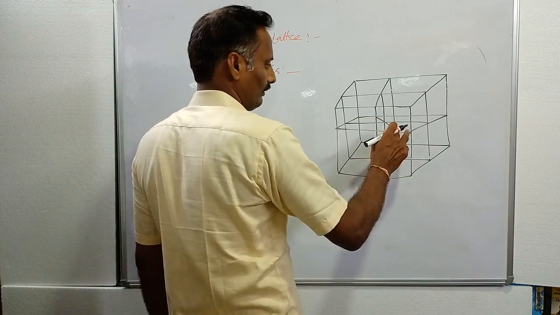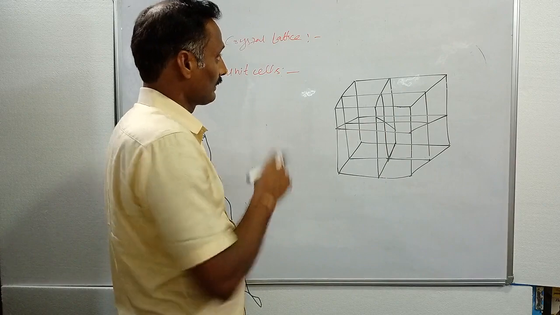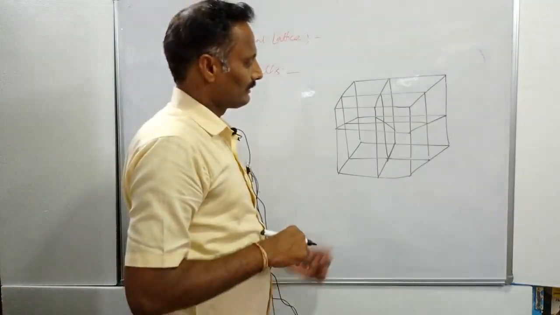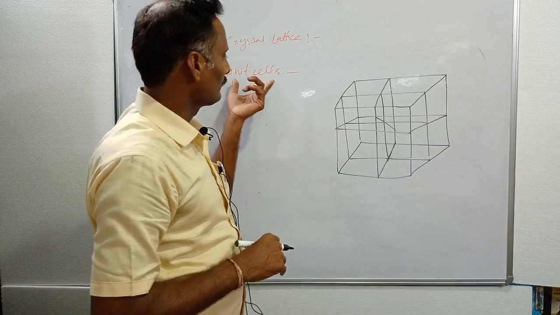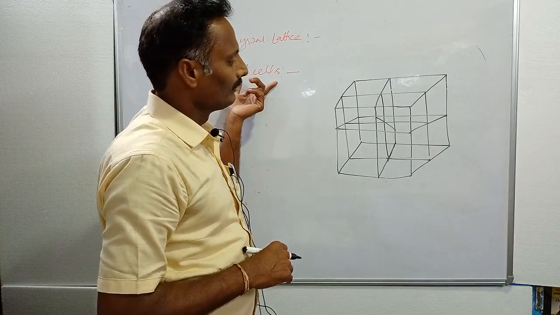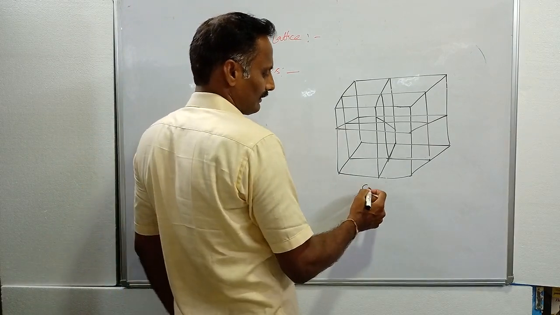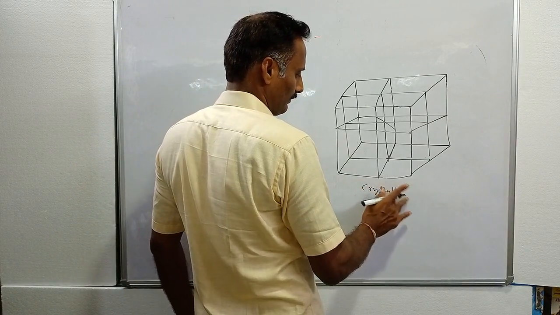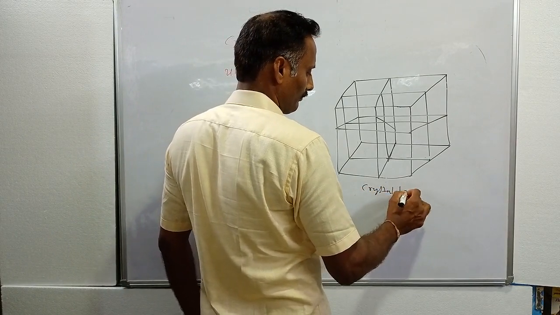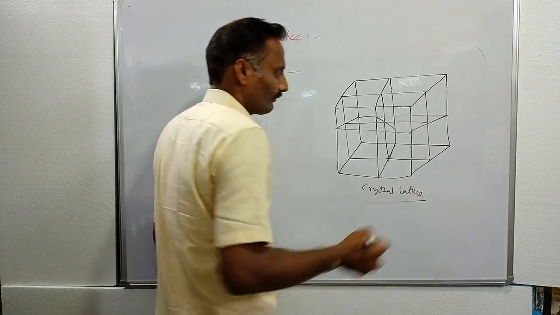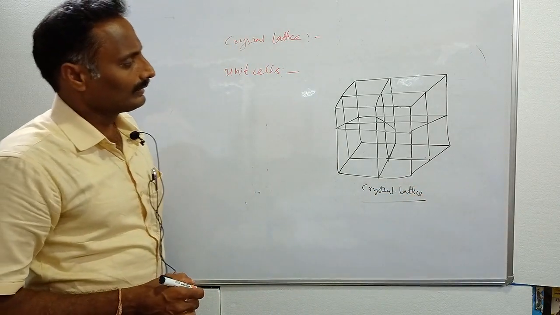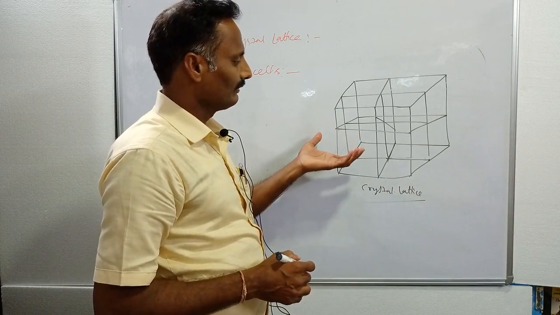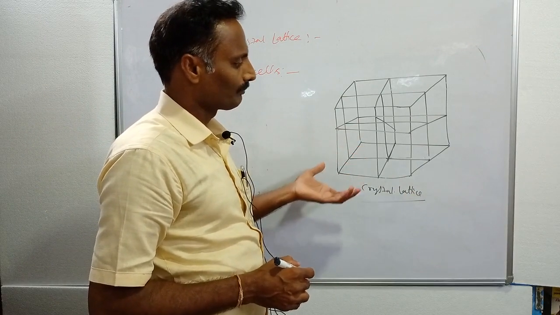This is about crystal lattice. A crystal lattice is made up of a number of unit cells. This structure is called a crystal lattice. And this crystal lattice is made up of a number of unit cells in a three-dimensional structure.